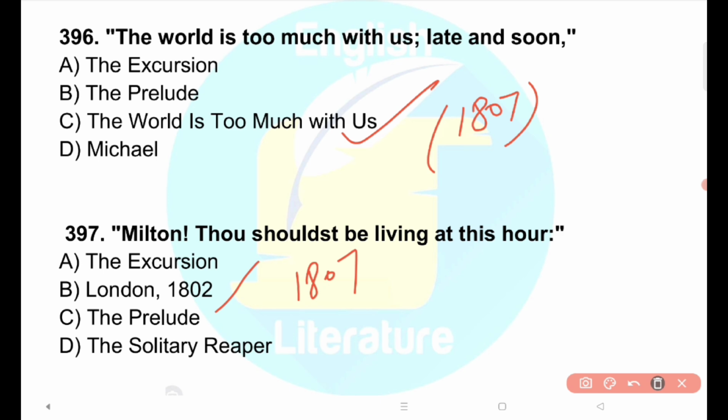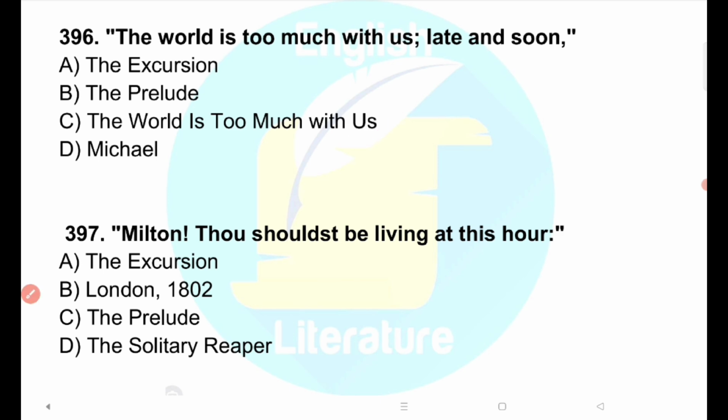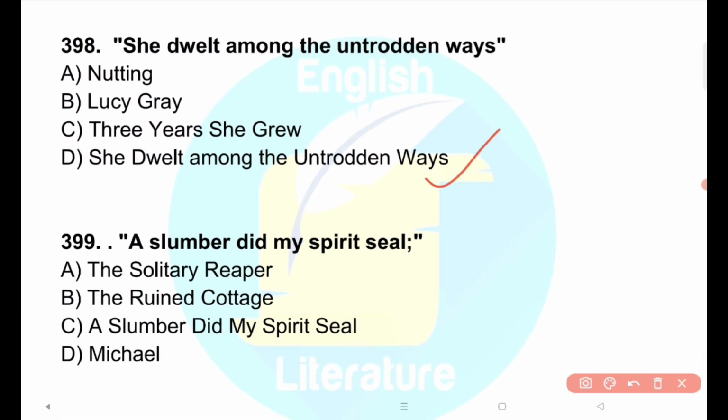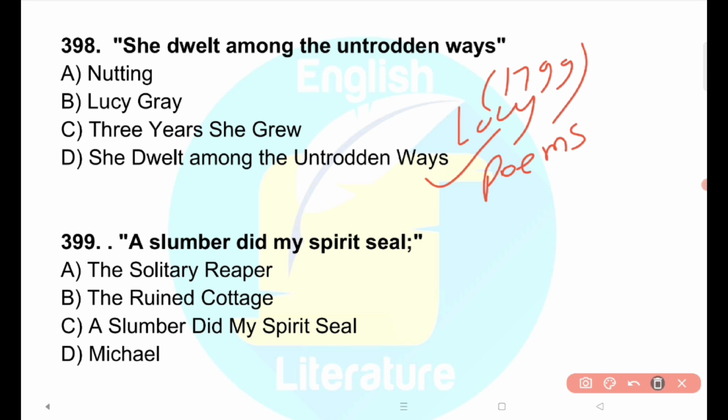She dwelt among the untrodden ways. Option D. This is the opening line of one of the Lucy poems, She Dwelt Among the Untrodden Ways, 1799. The poem mourns a simple, unnoticed girl who lived in obscurity and died young.